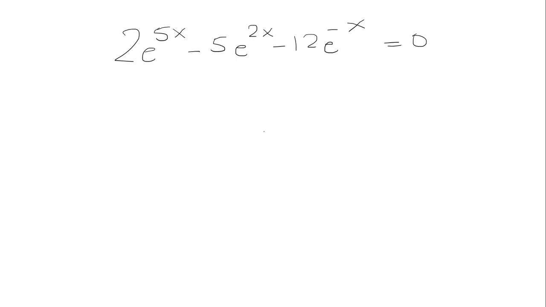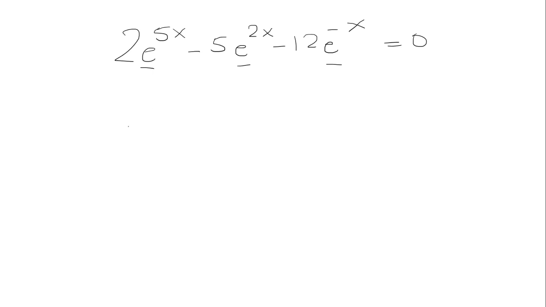Let's begin with 2e^(5x) minus 5e^(2x) minus 12e^(-x) equals 0. I want to solve for x. So the first thing to notice is that each of the terms has e to some power of x.